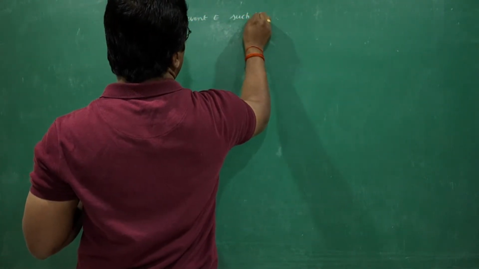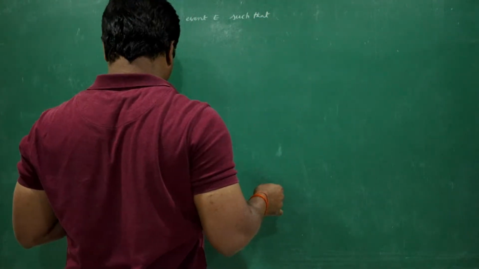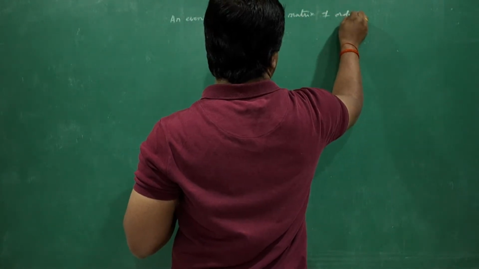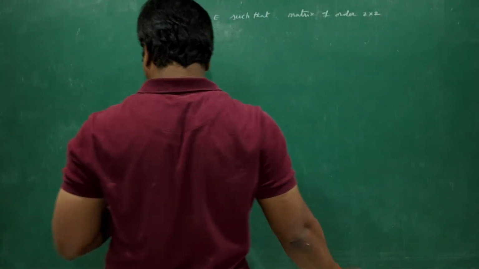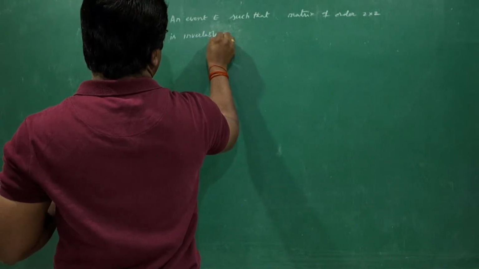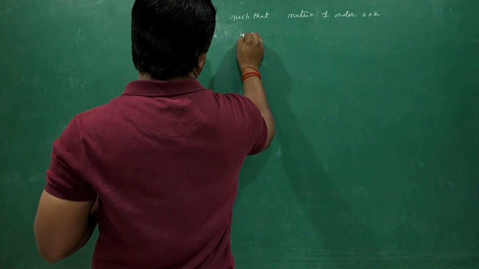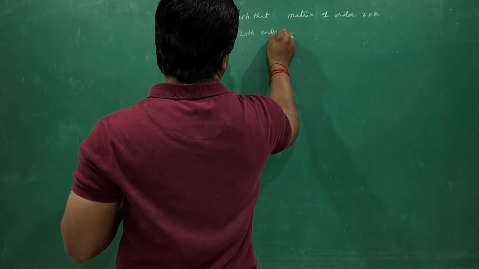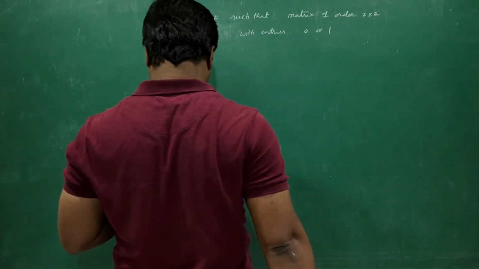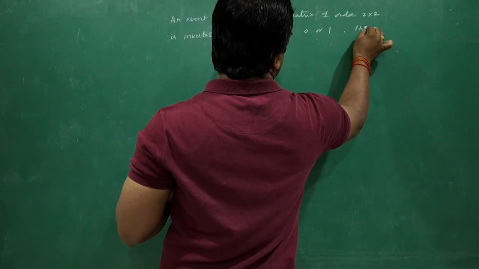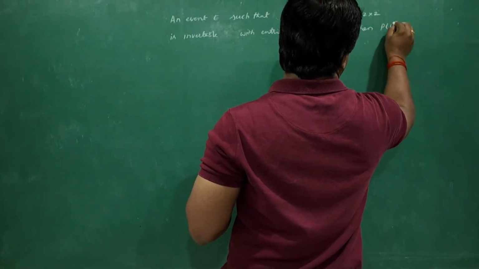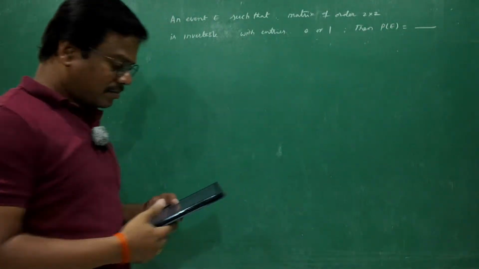such that matrix of order two cross two, it is invertible with entries 0 or 1, then probability of an event equal. This is the question.